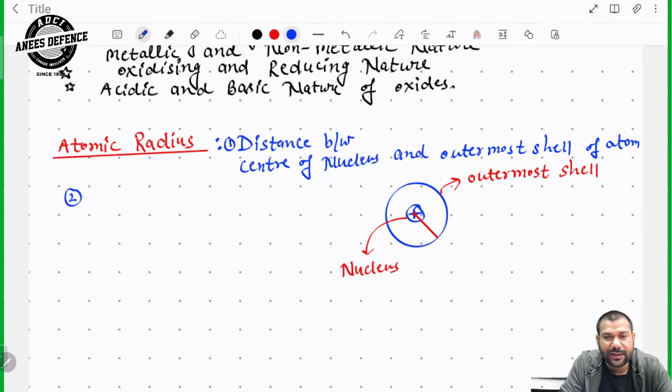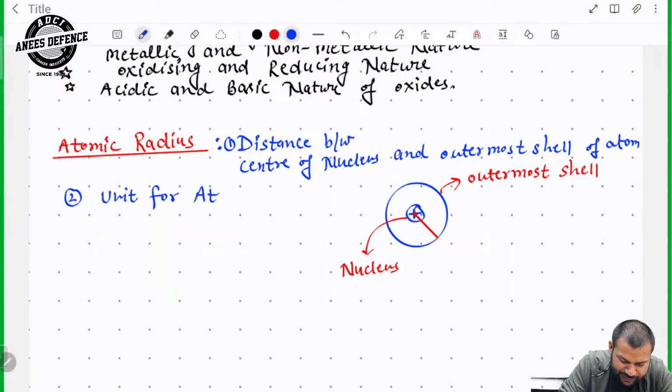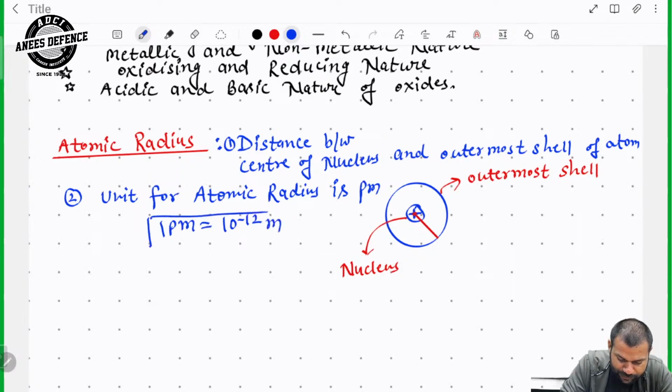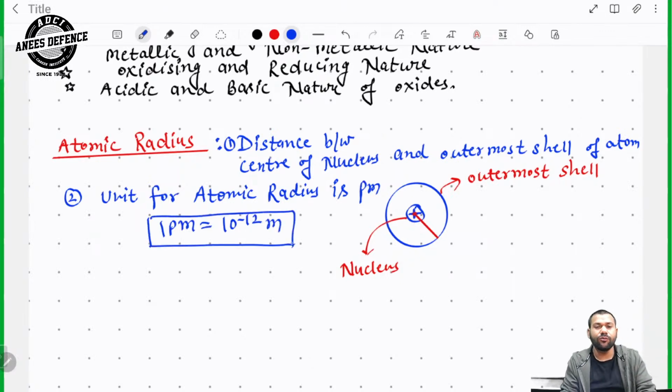Second point about atomic radius is that we will have it in angstroms or picometer. Basically, we will use picometer for it. So the unit for atomic radius is picometer. 1 picometer is equal to 10 raised to power minus 12 meter. This is 1 picometer. Understood?